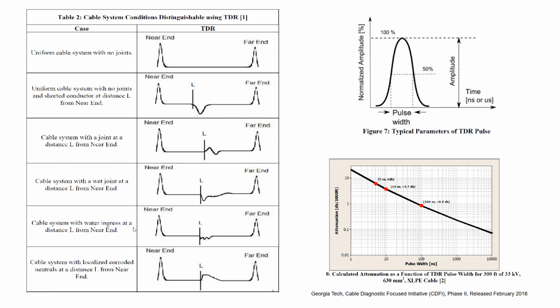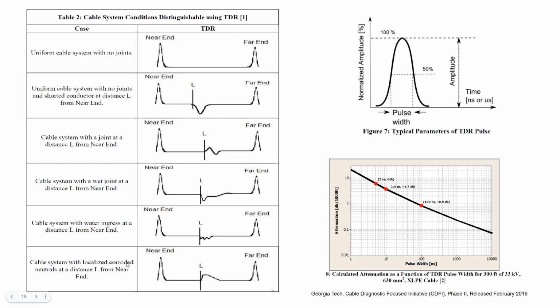And cable system with water ingress at a distance L from the near end. There is no joint here, but in the cable, due to outer jacket failure or a sheath to ground fault, such situations, the water will enter the cable. In that case, if such a problem occurs at a distance L, you will observe a change in the wave like this. So this gives an indication that there is water ingression in the cable system.